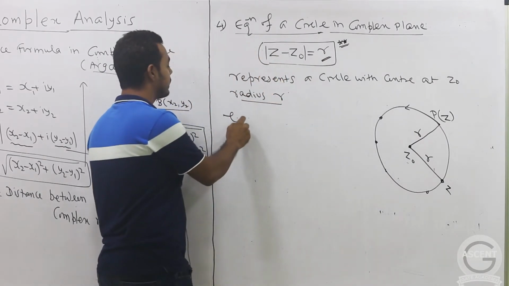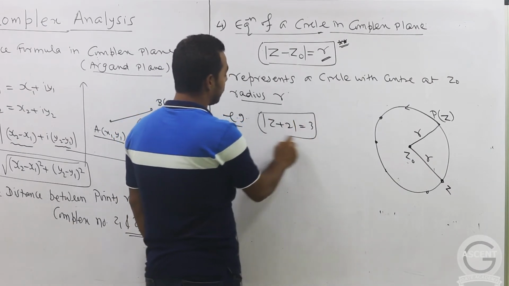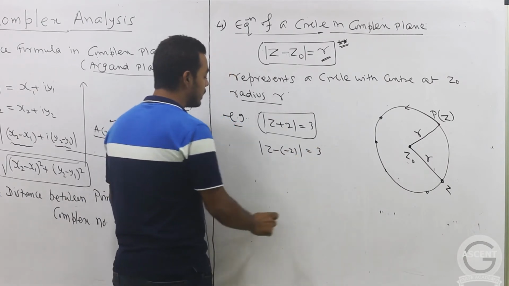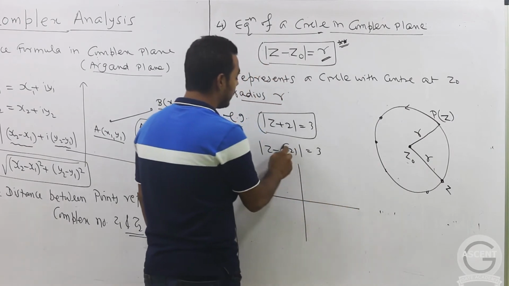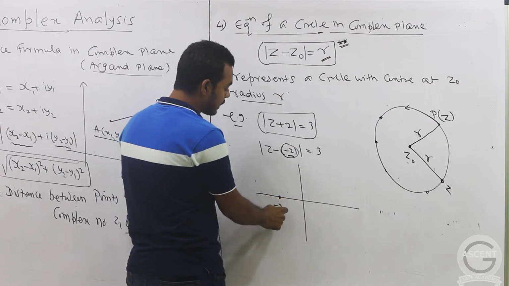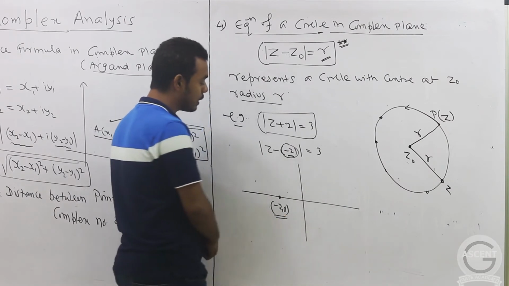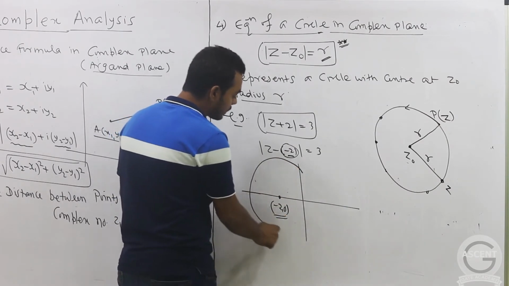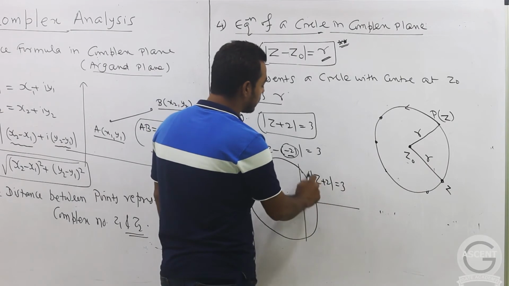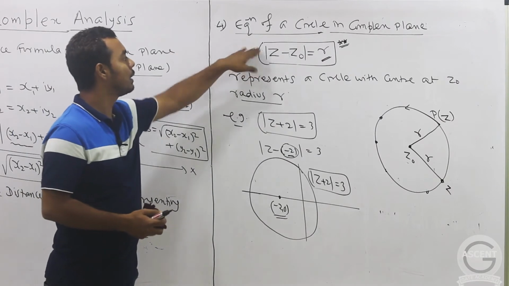For example, suppose I write mod z plus 2 equals 3. So what is this equation? You can write this as mod z minus (minus 2) equals 3. So this is the equation of a circle whose center will be at the point minus 2. Now obviously minus 2 is a real number, so it will be on the real axis on the negative side. This will be the center of the circle, and the radius will be 3 units. So you will get a circle like this. This locus is represented by the equation mod z plus 2 equals 3. Okay, so this was all about the equation of a circle in the complex plane.